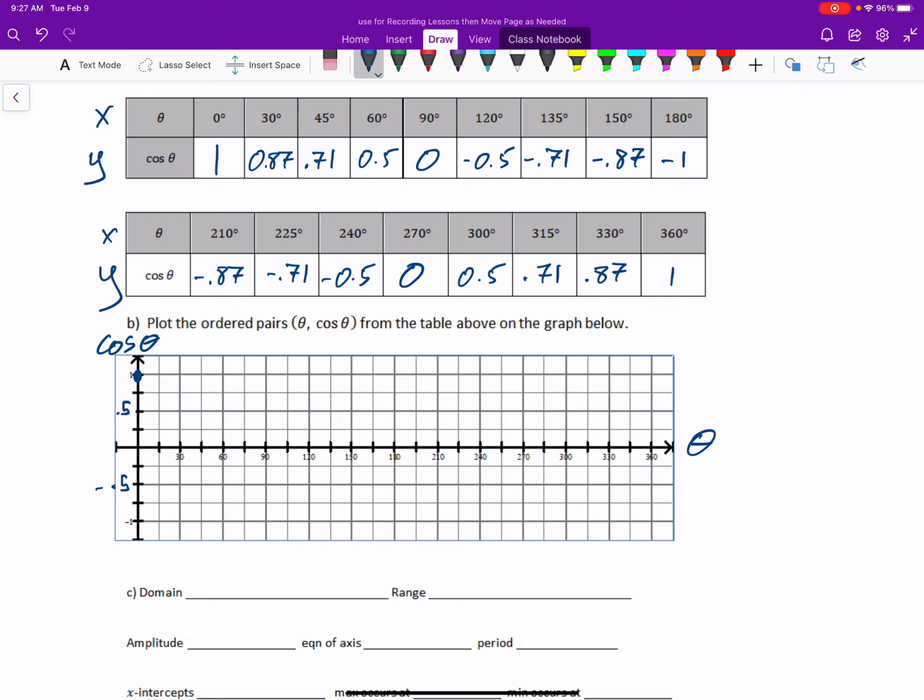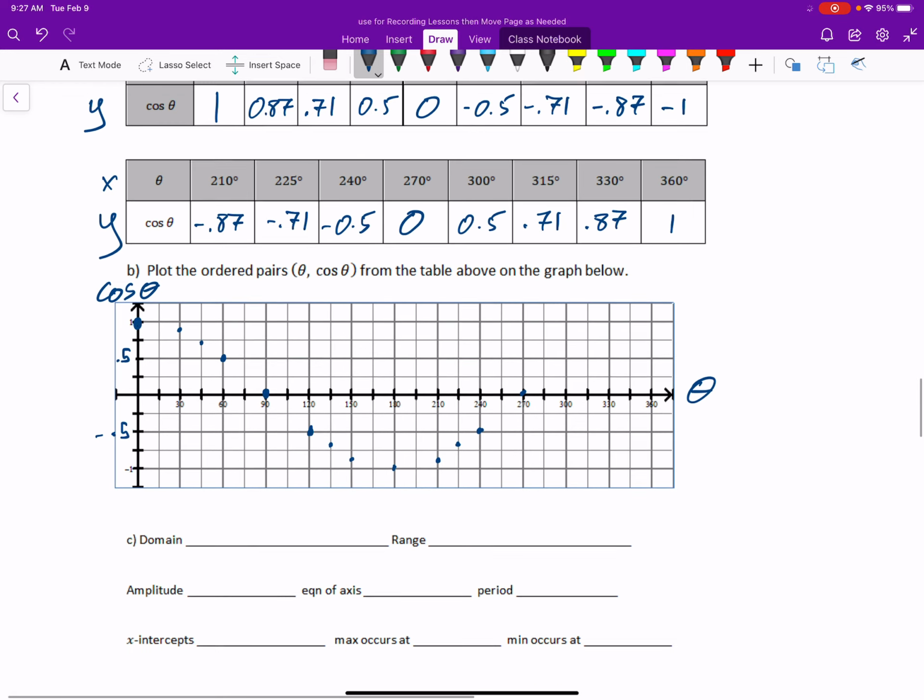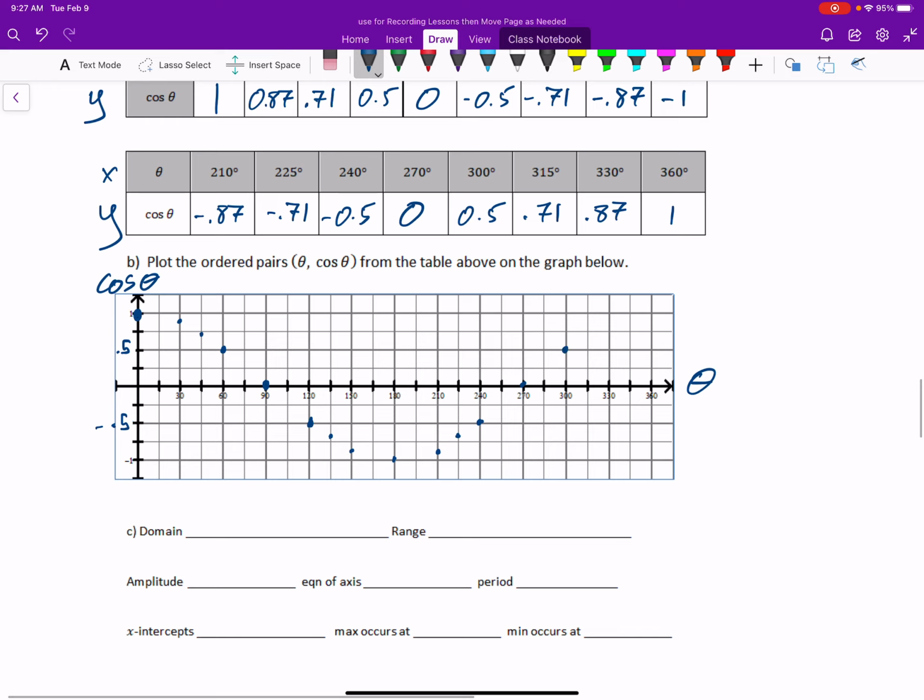And then I go to 0.87, and then I go to 0.71 and 0.5 and 0, and then down to negative 0.5, negative 0.71, negative 0.87, negative 1. Then I start going back up again, and it's all very symmetrical, isn't it? You can see the points as I fill them in. They're really forming that wave shape. And it's just very much like the wave shape that we did for sine. And if I connect the dots, hopefully you'll really be able to see it clearly.